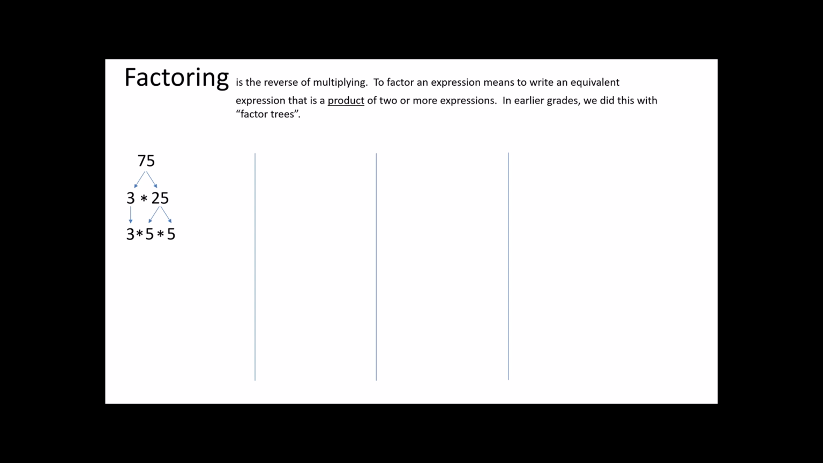In elementary school, we referred to this as factoring to primes. And we said every number can be written as the product of prime numbers. In this case, 3 times 5 times 5.